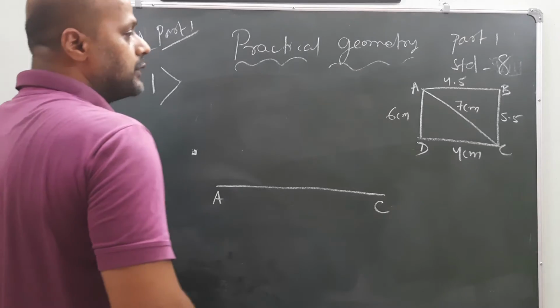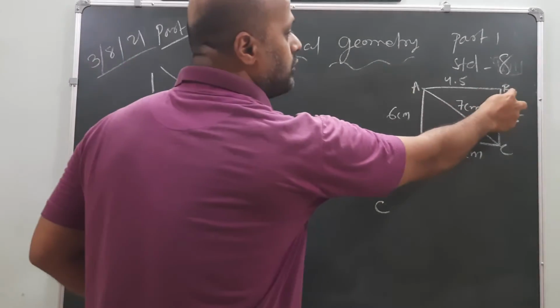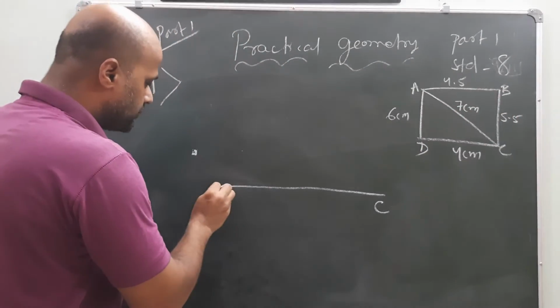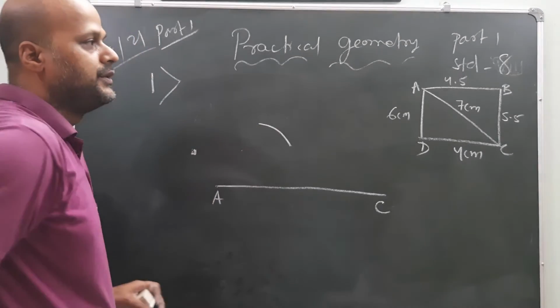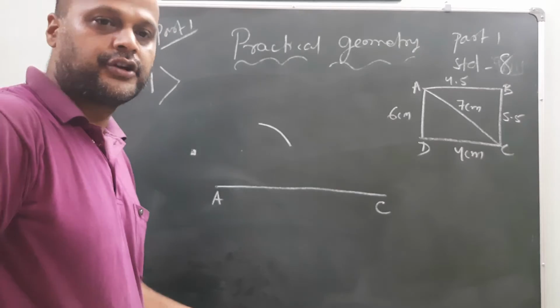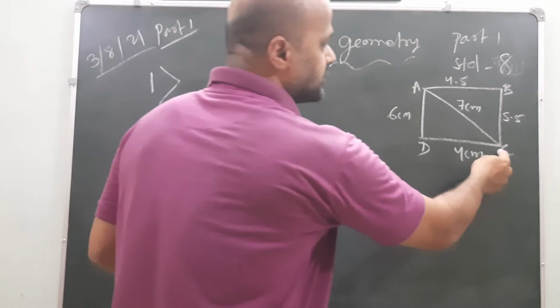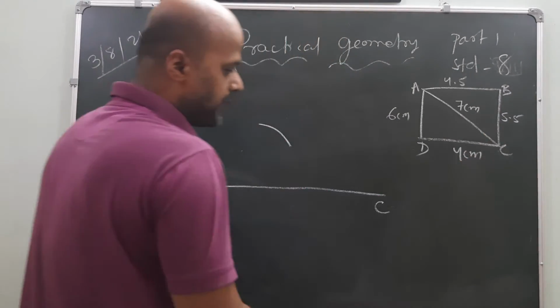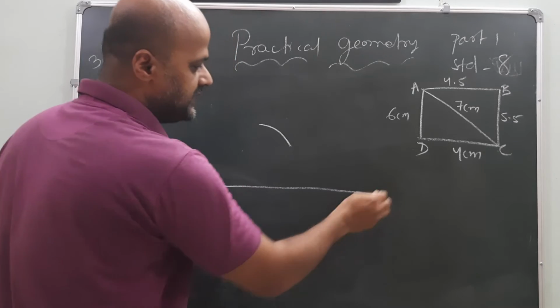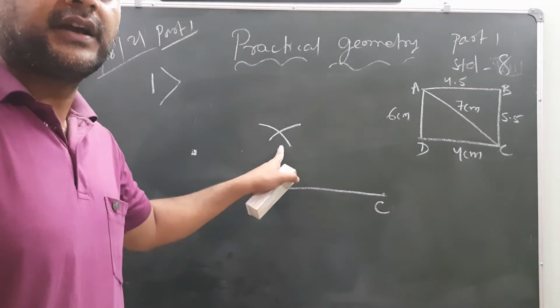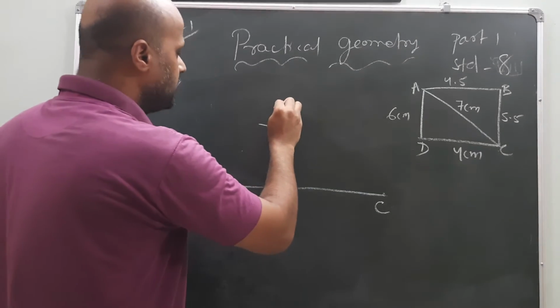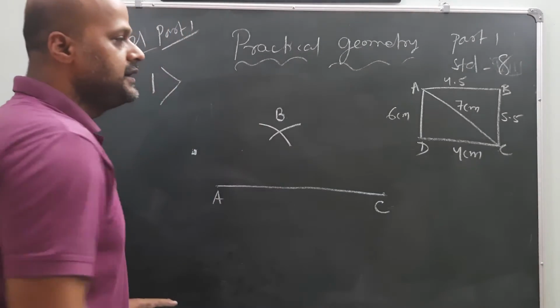Okay, now come to the point. From A to B, how much? 4.5. So from the point A, I have to draw an arc of measurement 4.5. Understood? Now from C to B, how much? 5.5. Take the measurement, and from C bisect the previous arc. Whatever point is coming is called B.